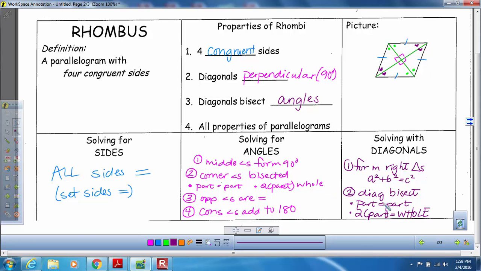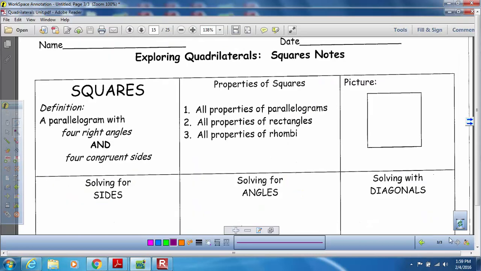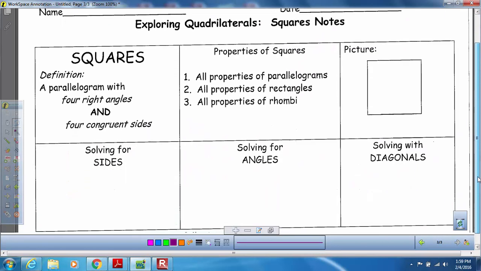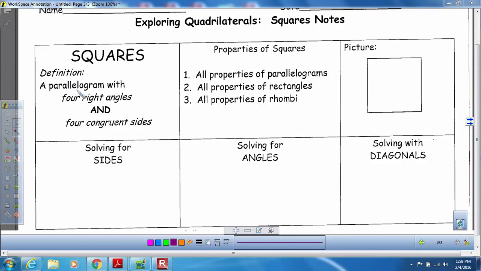And then squares go along with rhombi because when we're looking at their properties, well, first, the definition of a square is a parallelogram with 4 right angles and 4 congruent sides. So a parallelogram with 4 right angles is what we said was a rectangle. And then 4 congruent sides is what we said was a rhombus. So it has the properties of a rectangle and a rhombus and a parallelogram.